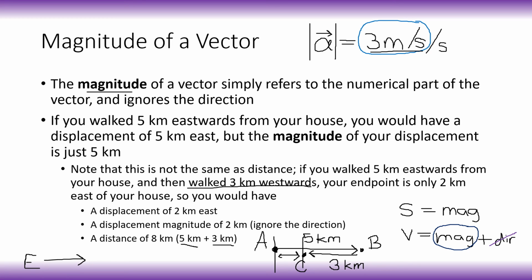So your displacement starting from point A and then going towards point C, because that's where you ended up, is 2 kilometers east. So we need to include the east for the direction. But if I only care about the magnitude of the displacement, then I can drop the east part and say it's just 2 kilometers, which you can see is different from just talking about the distance. So even though the magnitude of the displacement doesn't have a direction attached to it, it's still not the same thing as your distance.